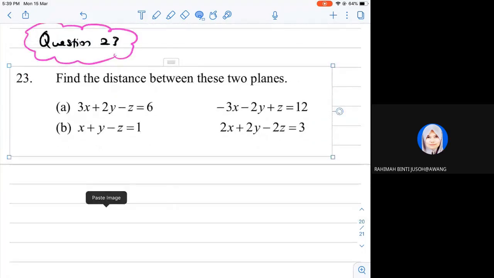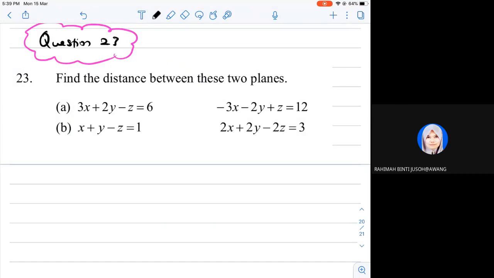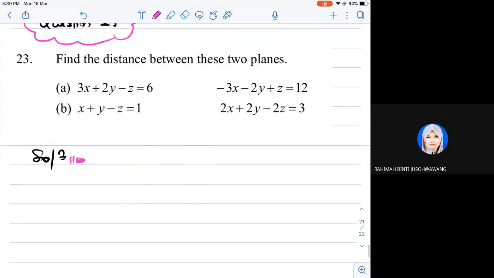Distance between two planes. Okay, again, let's solve a question. You choose one, A or B, it's up to you. Saya follow je satu soalan. A. Alright, so kita buat soalan A, question 23A.